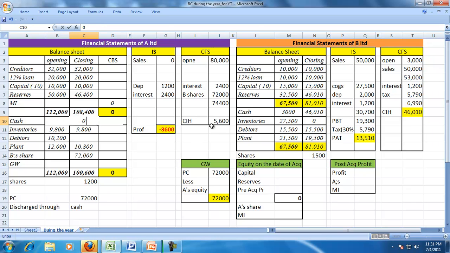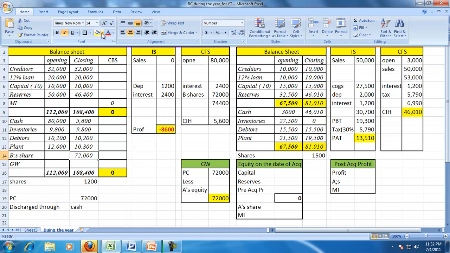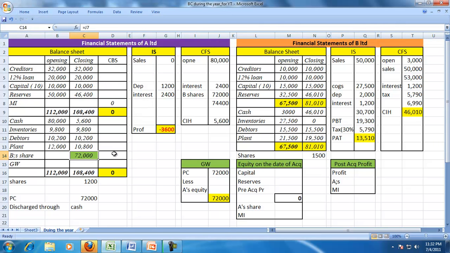Okay, 5,600 is the cash in hand. Profit we have already taken care of. No change in the debtors because you have not collected. So the standalone balance sheet will show the investment at the purchase price, and the purchase price is 72,000, and the corresponding decrease in the cash has happened as a payment. So the closing balance sheet standalone shows the investment in B, and investment in B is 72,000.